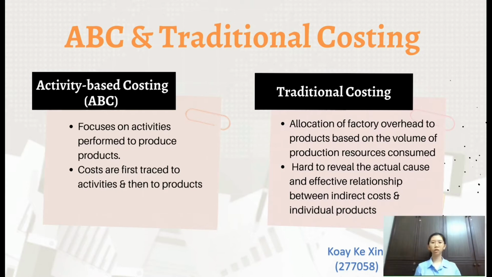Traditional costing is an allocation of factory overhead to products based on the volume of production resources consumed. Under this method, overhead is usually applied based on the amount of direct labor hours or machine hours, which makes it hard to reflect the actual cost and the effective relationship between the indirect cost and individual products.